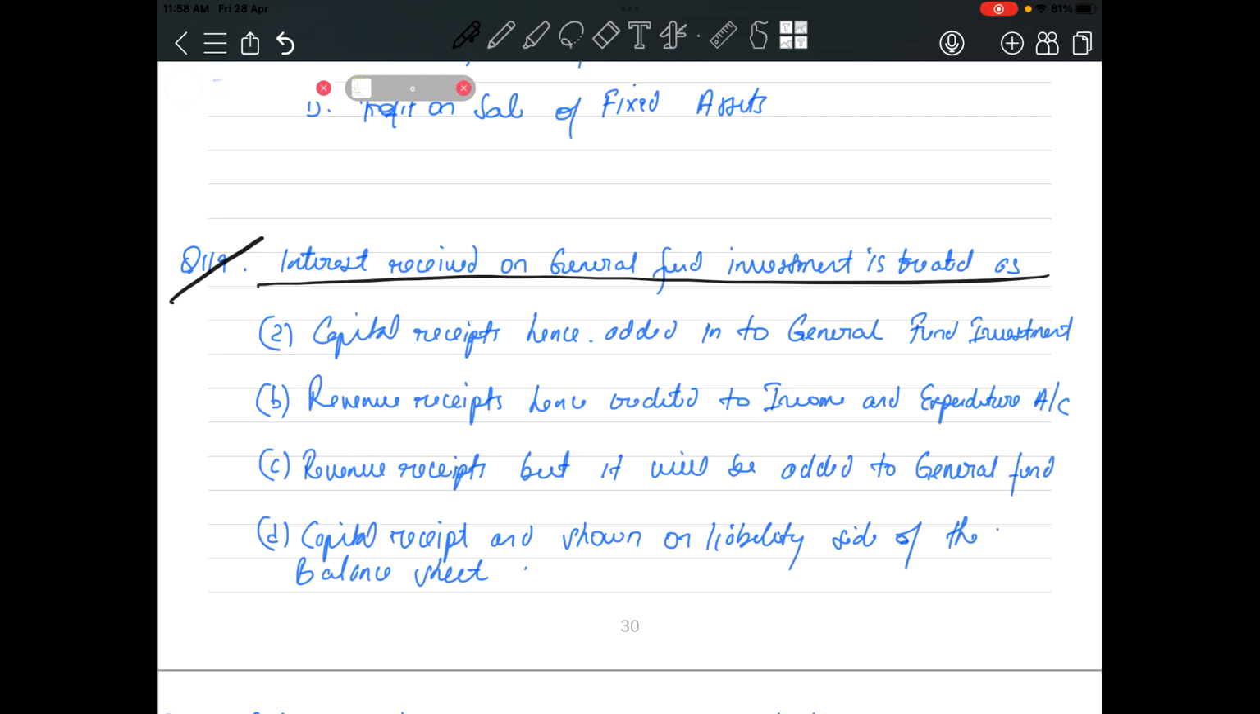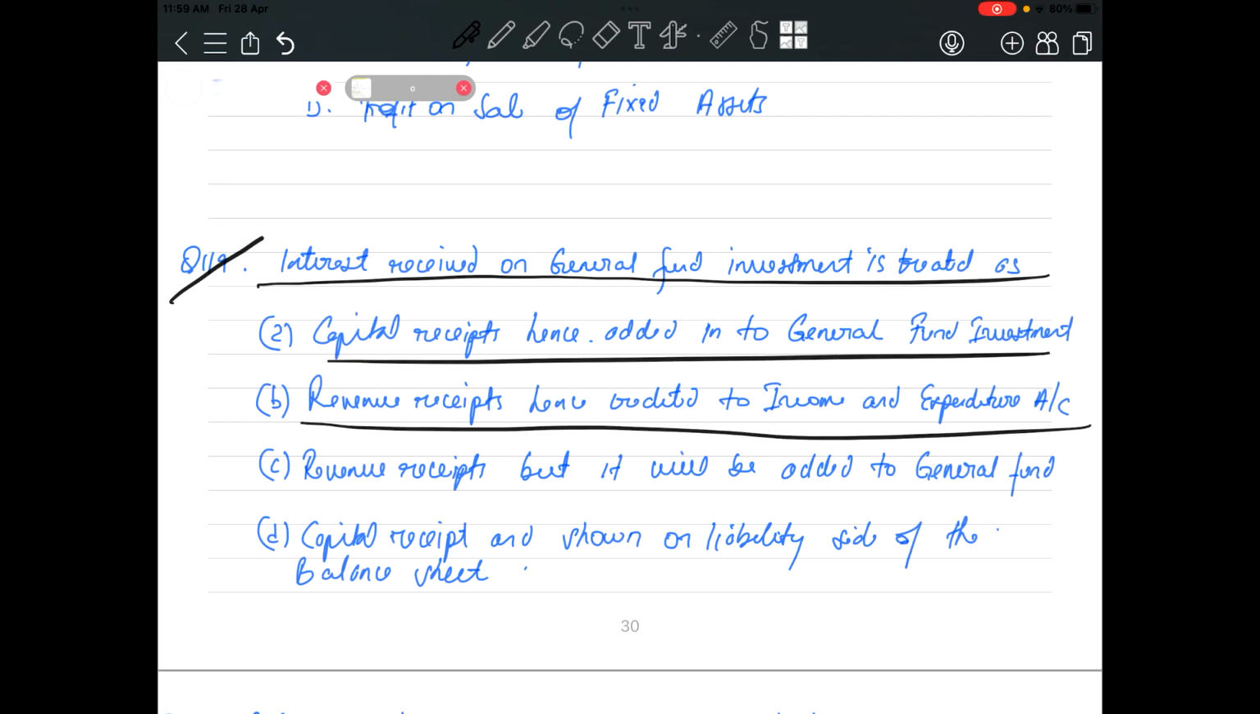Say for example, we have done an investment, and we are receiving that interest. What will it be called? Capital receipts? Will it be called capital receipts, hence added to general fund investment? Revenue receipts, hence credited to income and expenditure account? Revenue receipts, but it will be added to general fund? No, it will not be added.